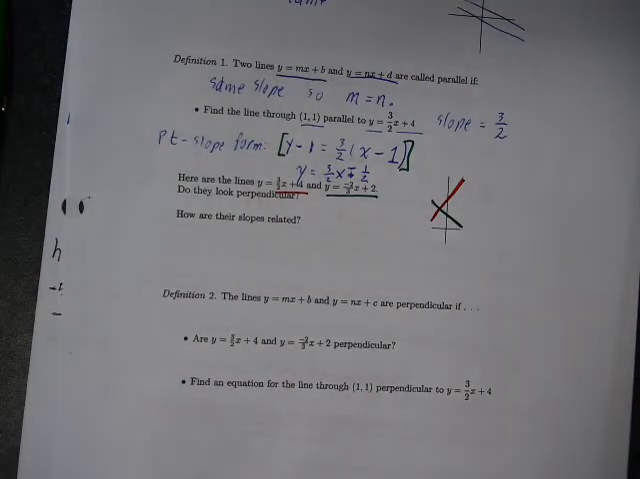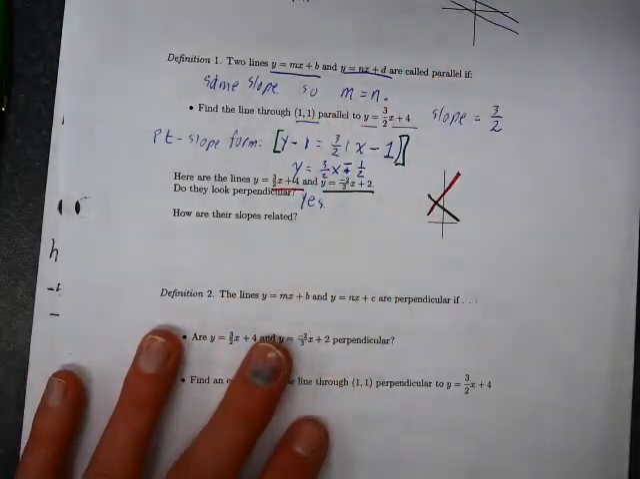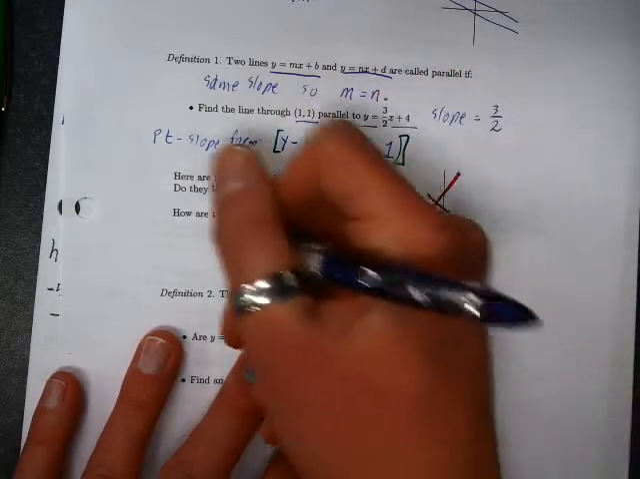If you look at those two lines, does it appear as though they meet at a right angle? They certainly seem to be perpendicular. There's also a relationship between these two slopes.